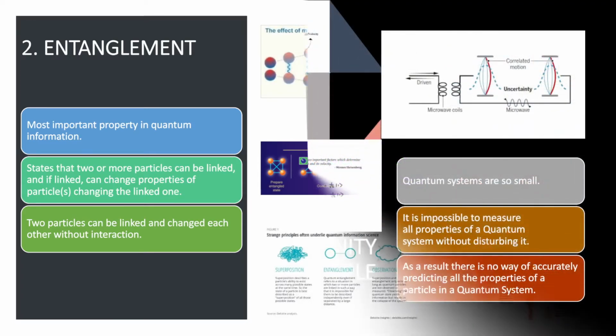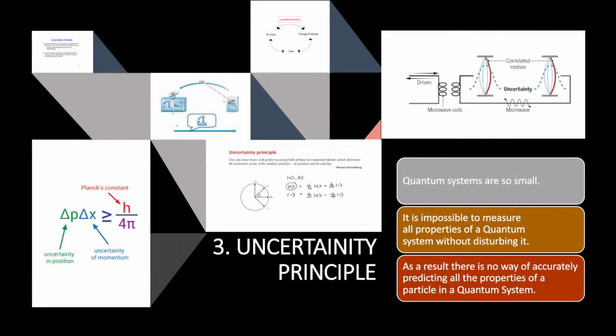The third one is the uncertainty principle, which states that the uncertainty in position multiplied by the uncertainty in momentum is greater than or equal to Planck's constant divided by 4 pi. Quantum systems are so small that it is impossible to measure all the properties of a quantum system without disturbing it. As a result, there is no way of accurately predicting all the properties of a particle in a quantum system.